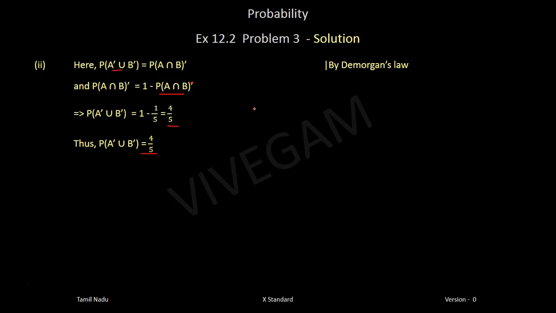Okay, so all you need to use is De Morgan's law. So whenever this complement comes, you'll have to convert it into a form using De Morgan's law, which we can use here in the probability section. Okay, so I hope I made it clear. If not, please go through this video one more time.